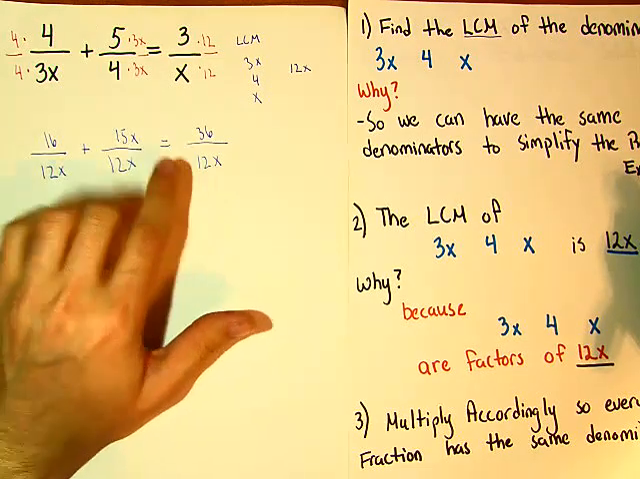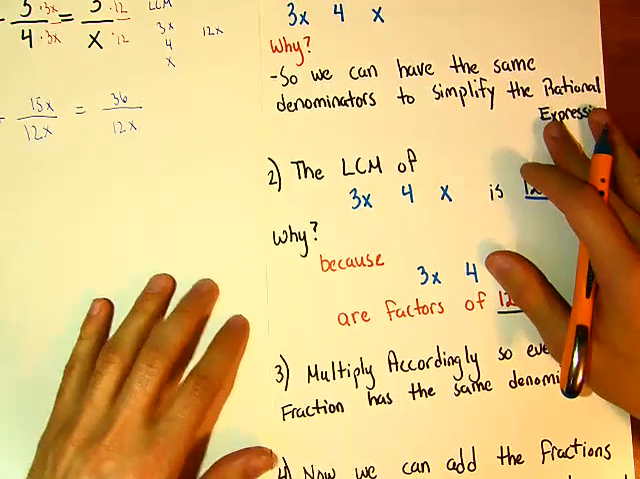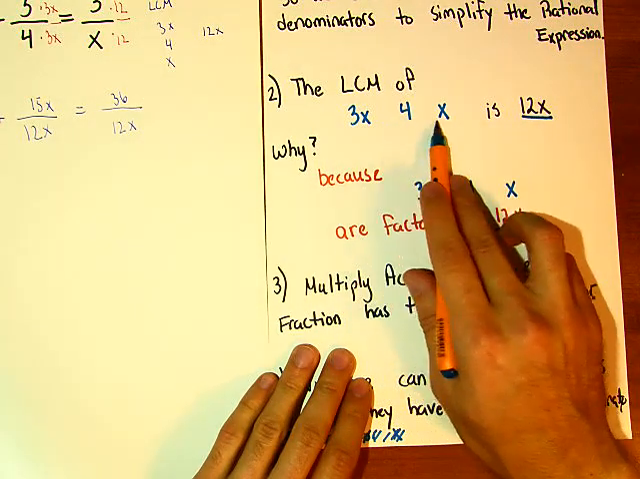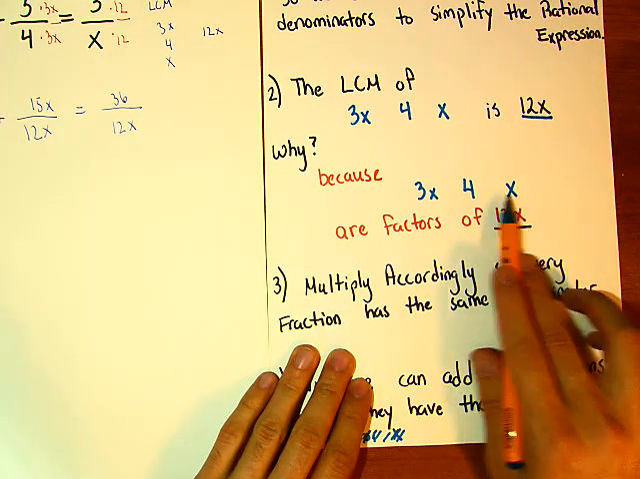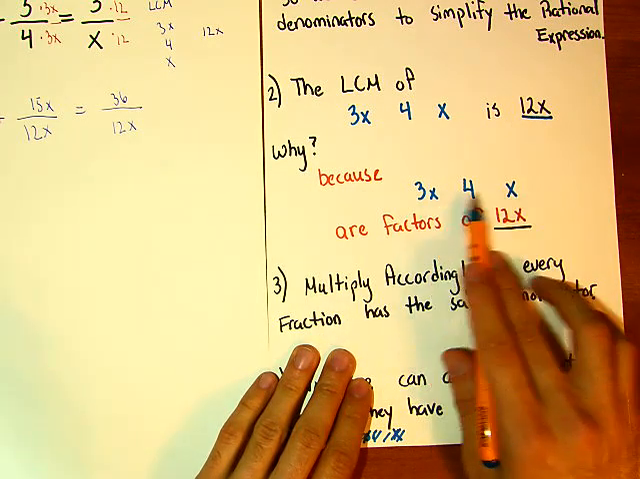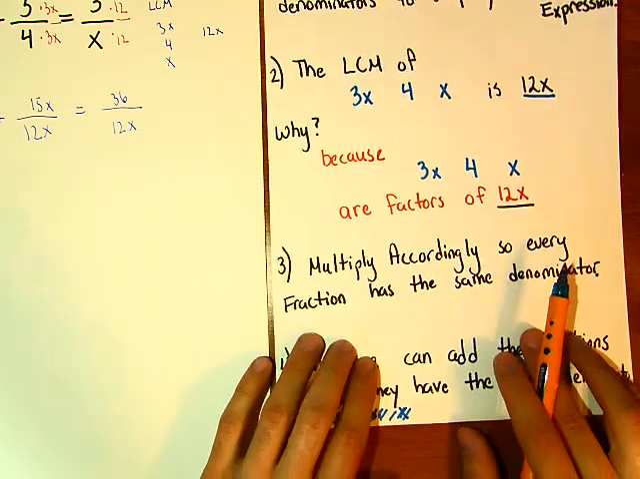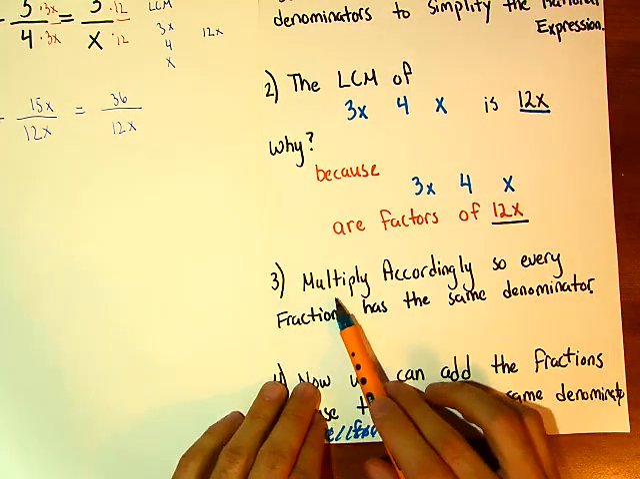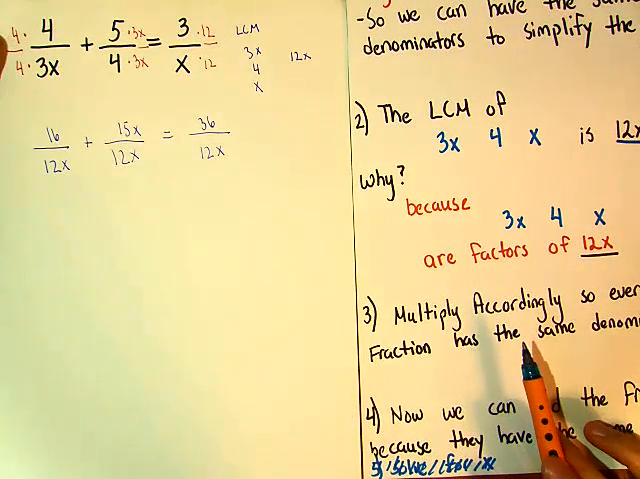And what did we accomplish? We accomplished that they all have the same denominator. So here we go. Oh, and I wrote the LCM of 3x, 4, and x is 12x. Why? Because 3x, 4, and x, these 3 expressions are factors of 12x. Okay. Now here we did step 3. What was step 3? It says multiply accordingly, right? This is multiplying accordingly, right?